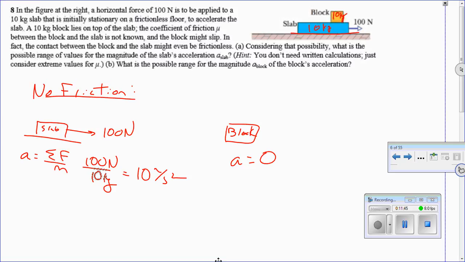Control K. Control K. There we go. All right?